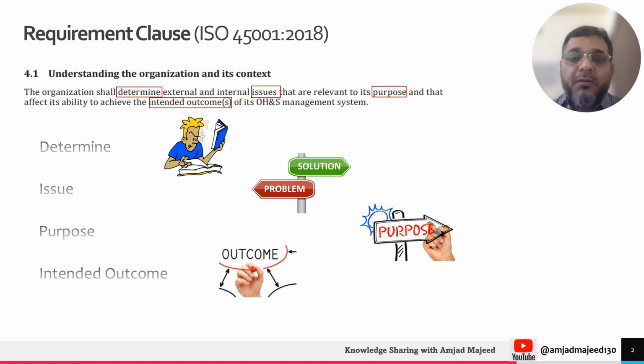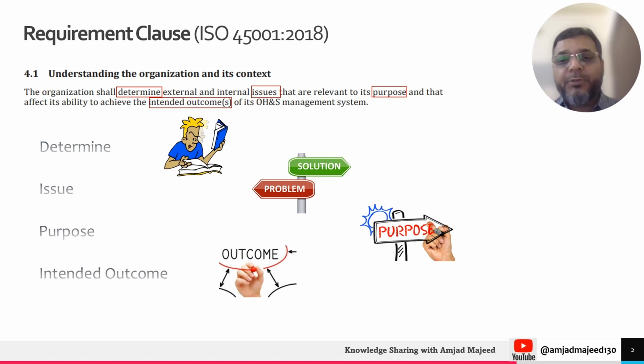We are talking about the safe workplace. If any issue, internal or external, is going to have an impact on my overall management system or the intended outcome, meaning I'm expecting a reduced number of injuries and a reduced number of ill health cases, and if I'm having some issue in achieving those because of these external and internal problematic areas, then the standard is asking us to identify those areas.